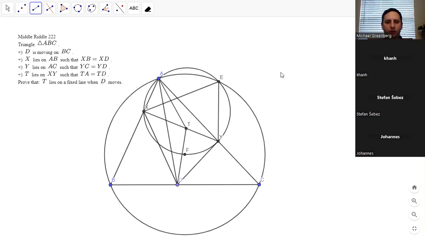Then you will have that X is the circumcenter of BDE and Y the circumcenter of DCE, and you will have all the angles. So you show that X is the circumcenter of BDE and Y is the circumcenter of CDE, and then that solves the problem.